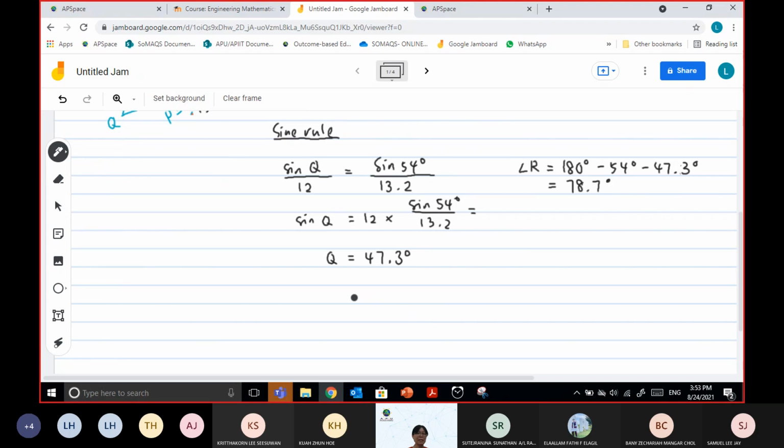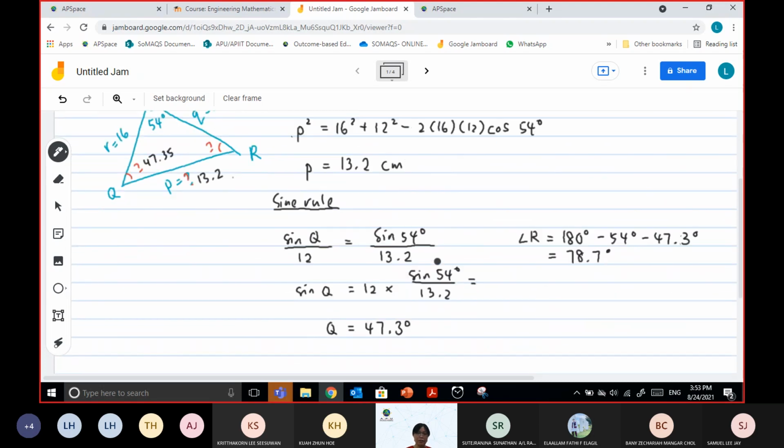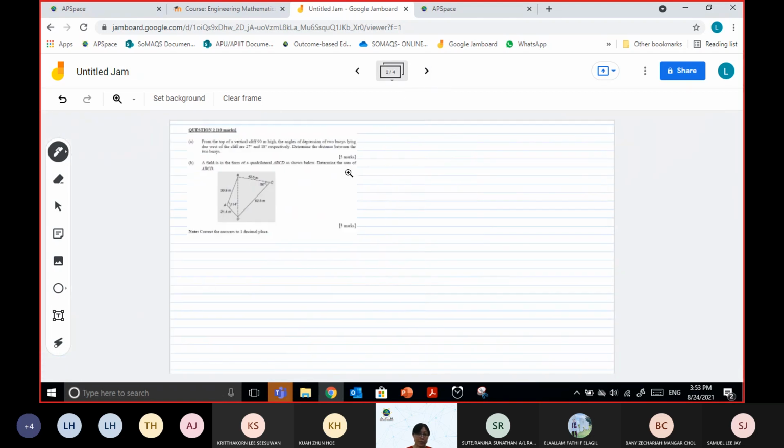When I say one decimal place, it's only for the final answer. Within the workings, when you do the calculation, you can keep 3 or 4 decimal places. Within the calculation, we don't keep it as one decimal place, or else the rounding error will be quite big. For example, when you calculate sine Q, it is not required to be in one decimal place. It's just the final answer that we require in one decimal place. Okay, so we will go to the next question.